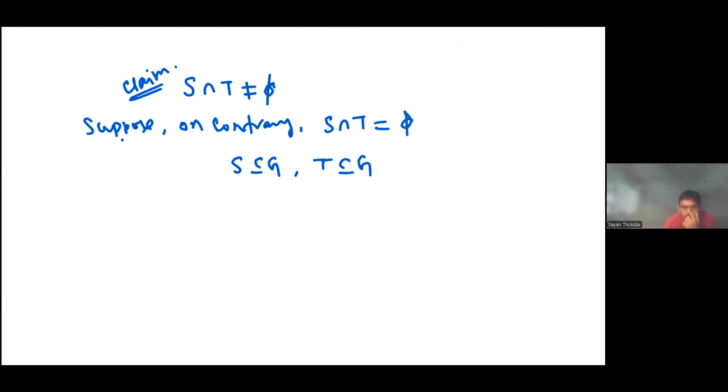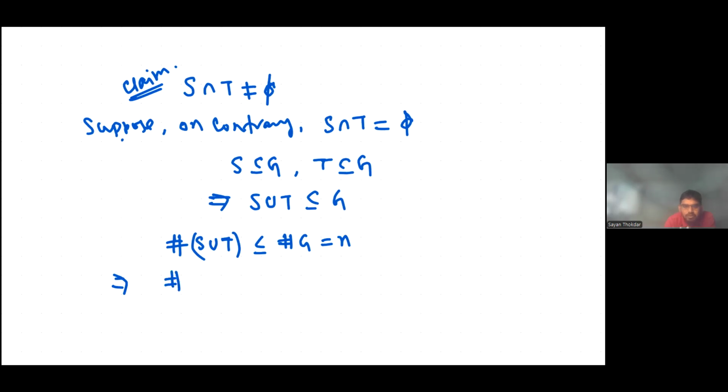So this is trivial, right? S is a subset of G and T is a subset of G. So from this we can conclude that S union T is also a subset of G. Now the cardinality of S union T is less than or equal to the cardinality of G, and we have assumed that the cardinality of G is n. From here, by the cardinality formula, cardinality of S plus cardinality of T minus cardinality of S intersection T is less than or equal to n.